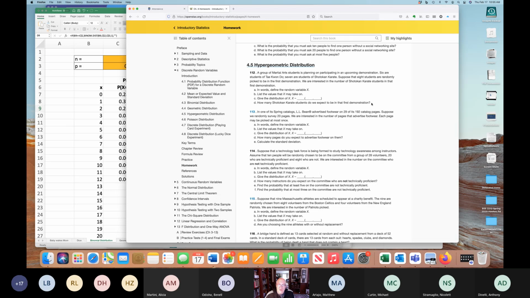So let's do 112. Let's do 112. Or maybe 114 is better. Find a probability. Oh, yeah, let's do 114. That's better. 114. Suppose that a technology task force is being formed to study technology awareness amongst the instructors. Suppose that 10 people will be randomly chosen to be on a committee from a group of 28 volunteers. 20 who are technically proficient, 8 who are not. We are interested in the number on the committee who are not technically proficient.